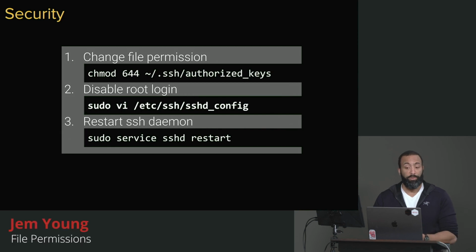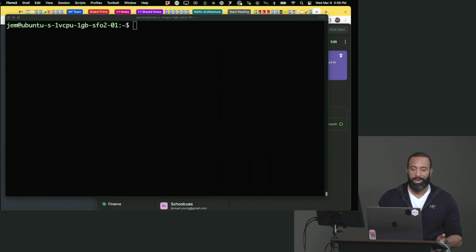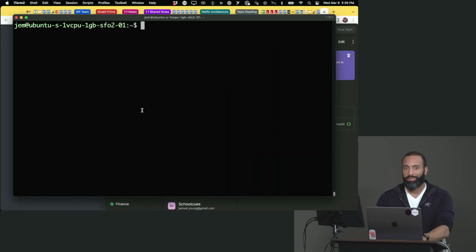So next, we're going to change the file permission on authorized keys. SSH will complain over time because it's very particular about the permissions. We're going to change it to 644. Then we're going to disable our root login, and then we're going to restart our SSH daemon. So why do we disable our root login? I will show you. I've gone on about it, but I want to demonstrate this.